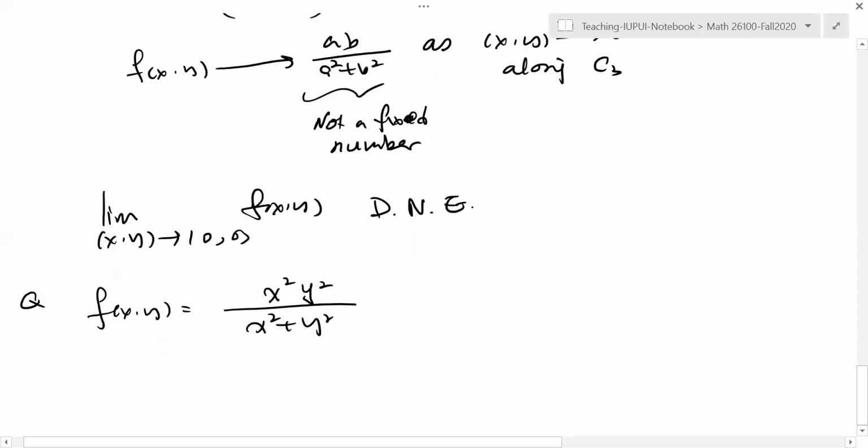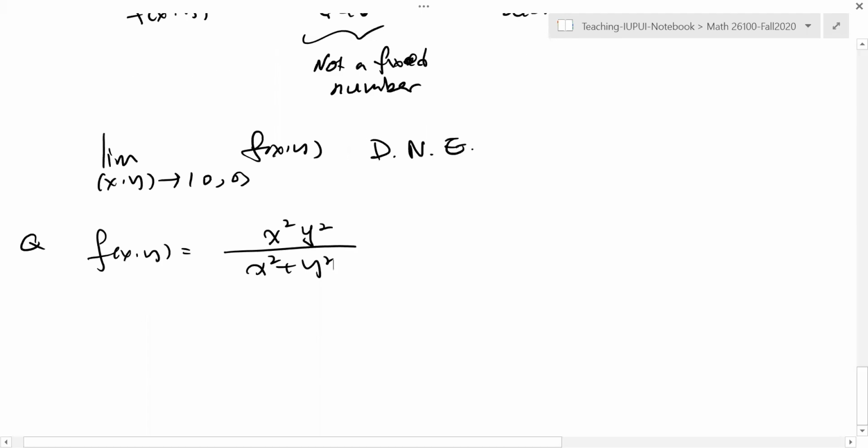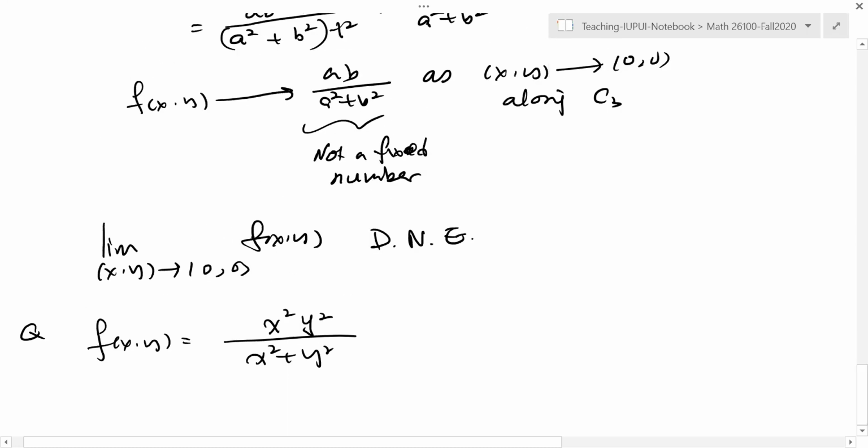This is just because the degree of the numerator as a polynomial is degree 4. The degree of the denominator is only 2. 4 is larger than 2. So the numerator approaches 0 faster than the denominator. So this whole quotient approaches 0. And why is the other one not?